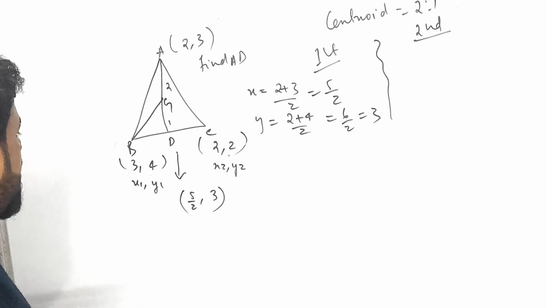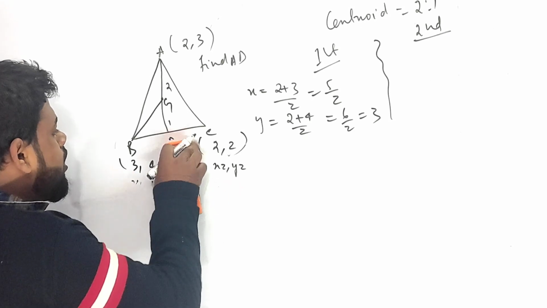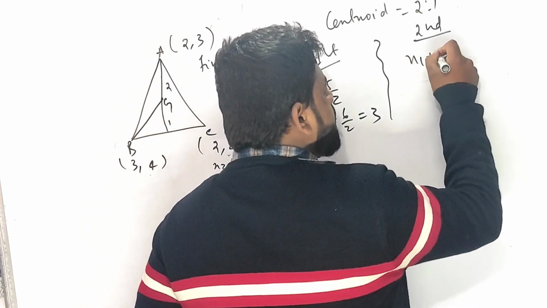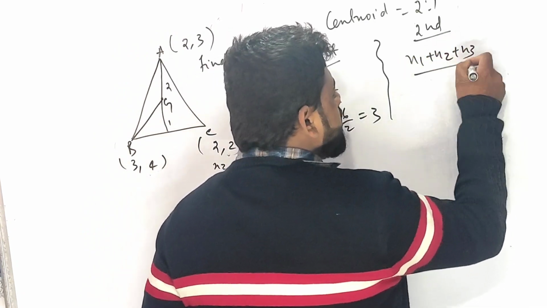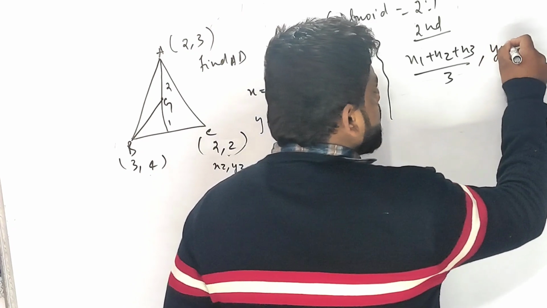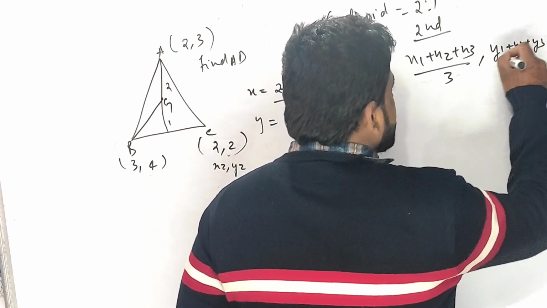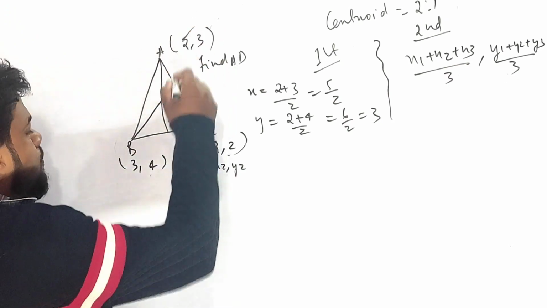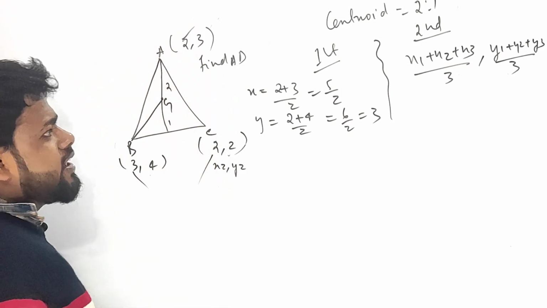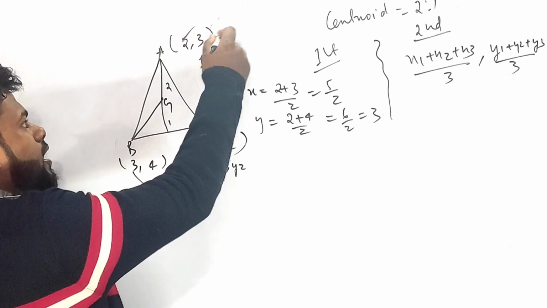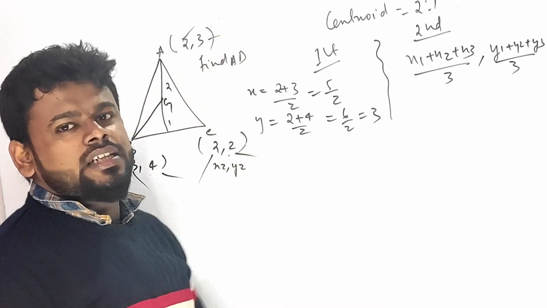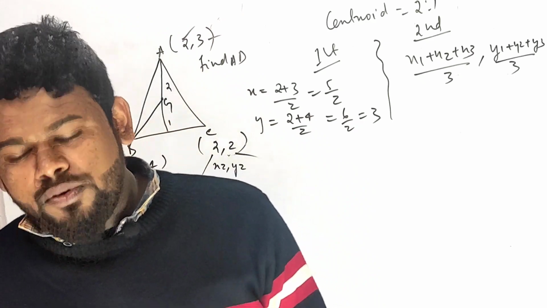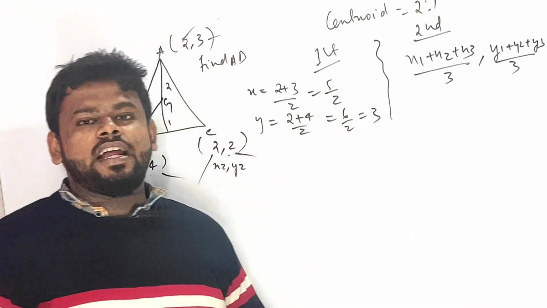Do you know another formula? What is the other formula? The other formula is directly cut, copy, paste. This formula: x1 plus x2 plus x3 divided by 3, y1 plus y2 plus y3 divided by 3. That is it. x1 plus x2 plus x3 divided by 3, y1 plus y2 plus y3 divided by 3. This is all about the centroid of a triangle. Is it clear, everyone? This is the formula of the centroid of a triangle.